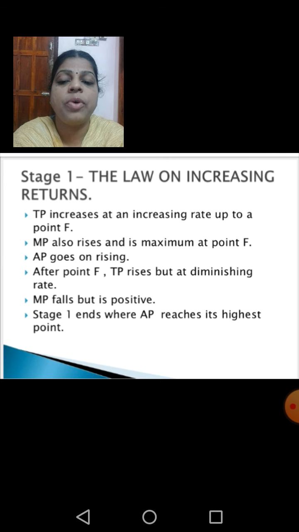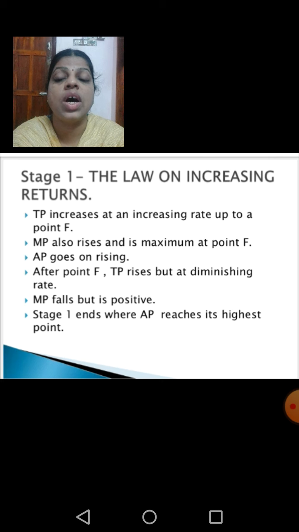After point F, the TP rises but at a diminishing rate. You can see the curves. That curve is not increasing at an increasing rate, it is slight. That curve has a slight shift, isn't it? And what about the MP? MP falls, but it is positive. And stage 1 ends where AP reaches its highest point.